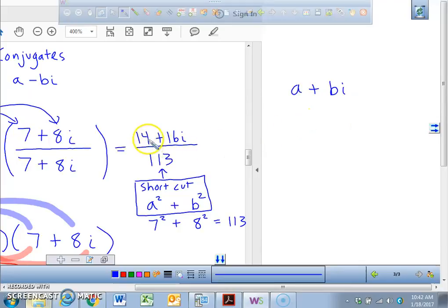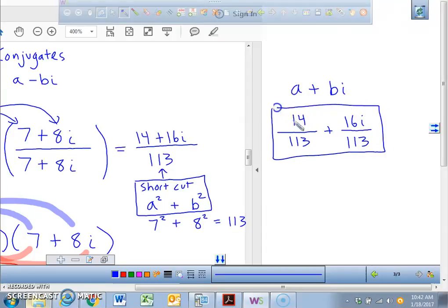Here's how it works. The a value is 14 over 113. Your b value is 16i over 113. This is your final answer. You ever have a multiple choice test where they say choose the answer that's best? This would be your best answer because it's technically the most accurate. It's the most simplified. It's in the correct form of all complex numbers.